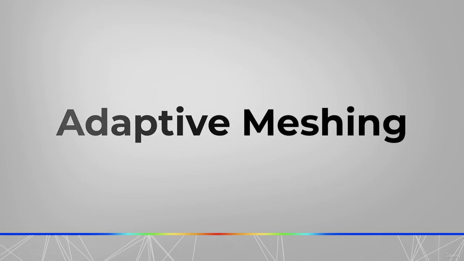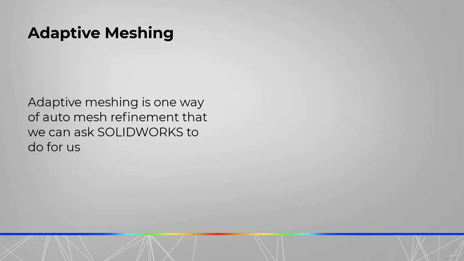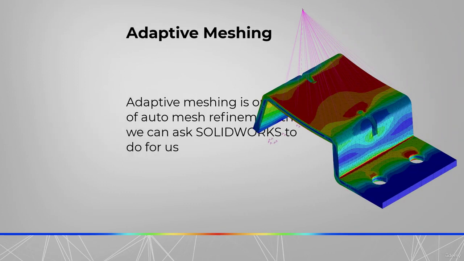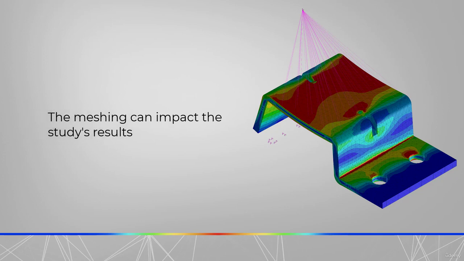In this video, we will talk about adaptive meshing. Adaptive meshing is one way of auto-meshing refinements we can ask SOLIDWORKS to do for us. The mesh itself can help us get more accurate and better results. This is why increasing the density of the mesh can get us better results. However, this will result in taxing our computer systems in terms of processing power every time we run the study.